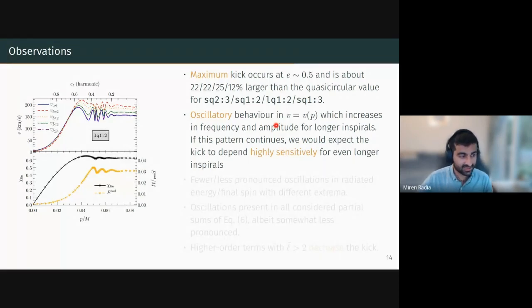And if this pattern continues, we would expect the kick to depend highly sensitively on the eccentricity for even longer inspirals. But I preface this statement with if, because extrapolating based on 2 data points, we only have one short sequence and one long sequence that are comparable, is not usually the most reliable method. But this is an interesting result nevertheless.